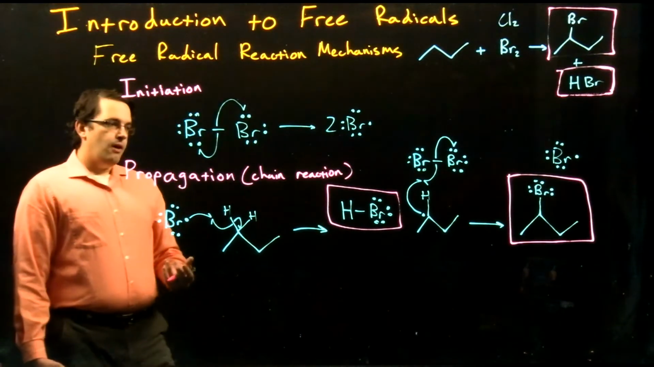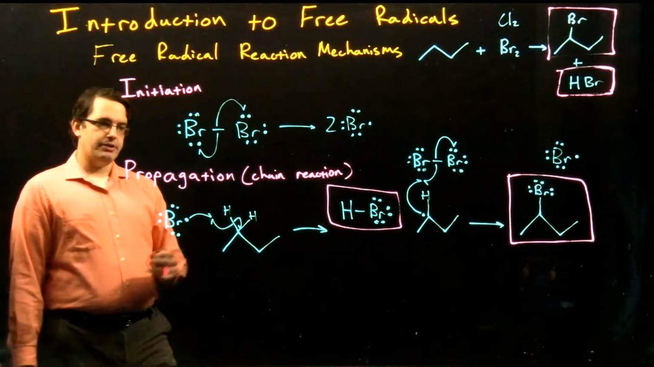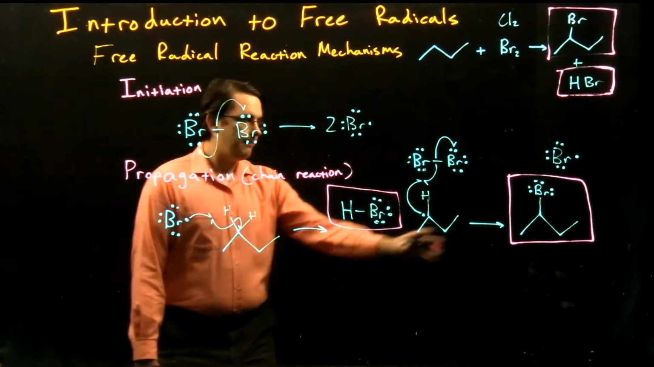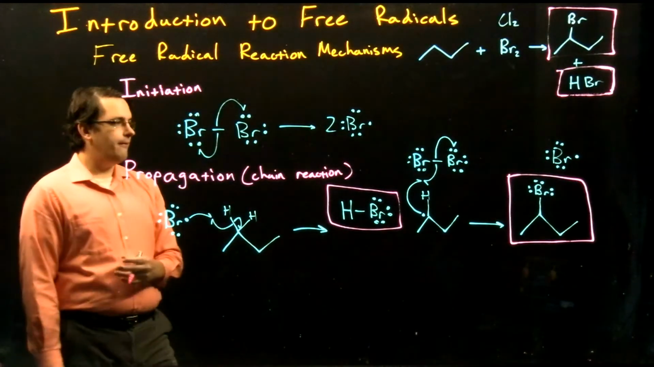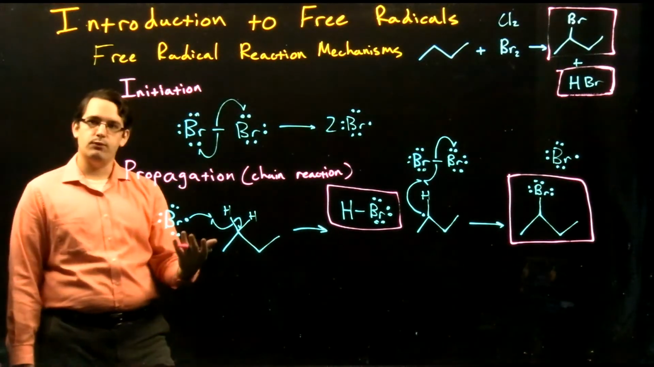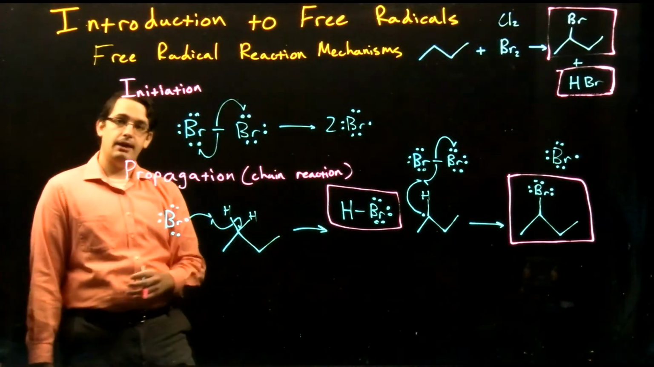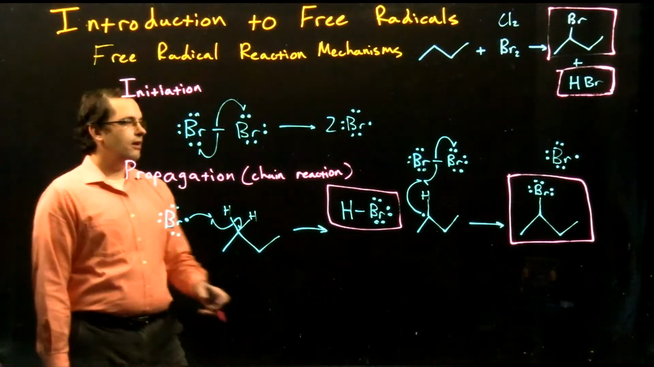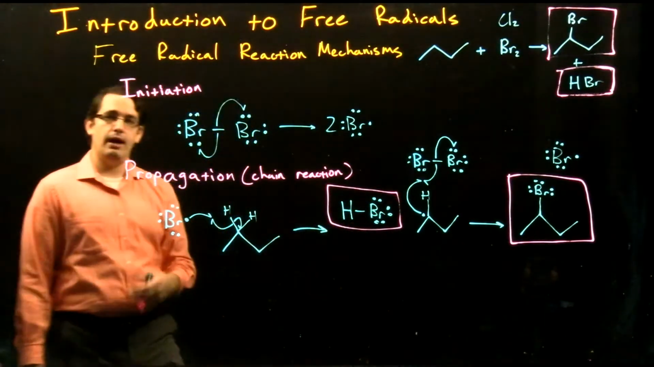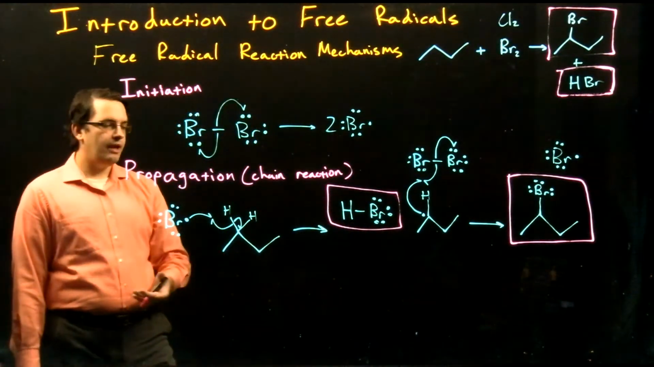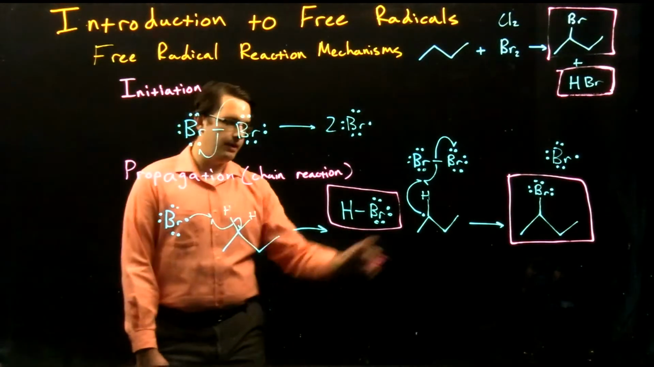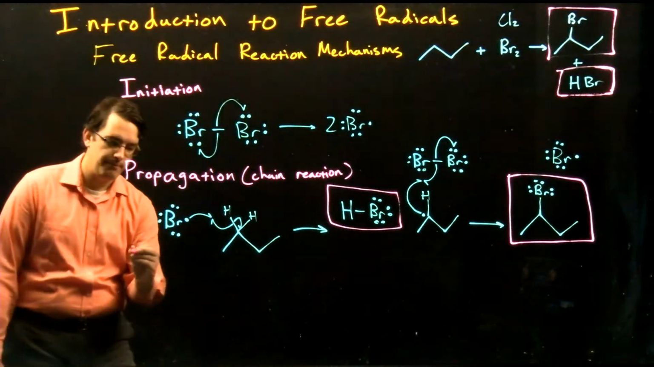Now you might ask, what's going to stop our reaction, if this propagation step can continue endlessly? Well, obviously, one thing that could stop it would be running out of reactants. We do have a limited amount of our alkane. We also have a limited amount of our halogen. So you can eventually see those run out and prevent you from producing those products.